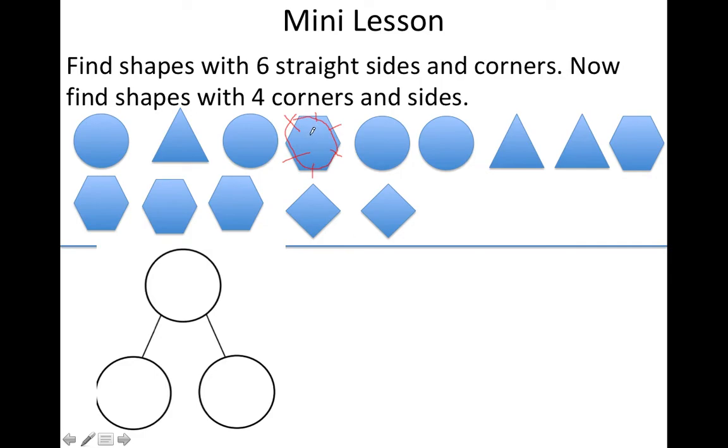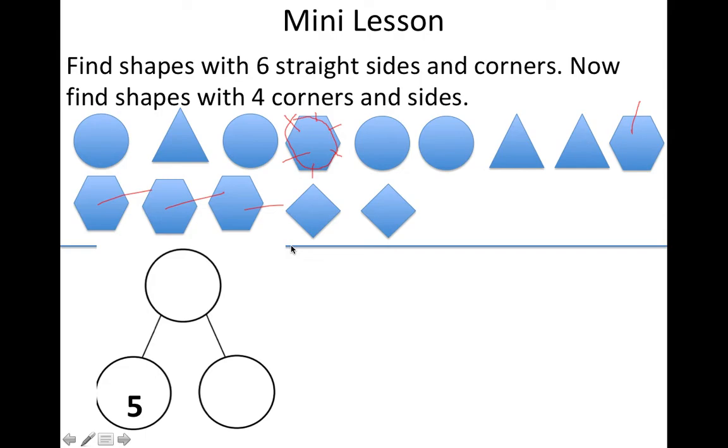So let's count how many hexagons we have. 1, 2, 3, 4, and 5. How many shapes do I have here? 5 hexagons. So I have 5 hexagons over here.